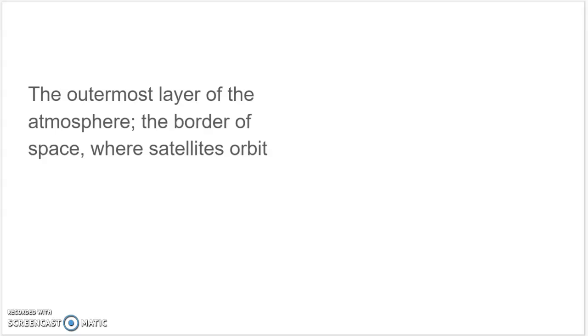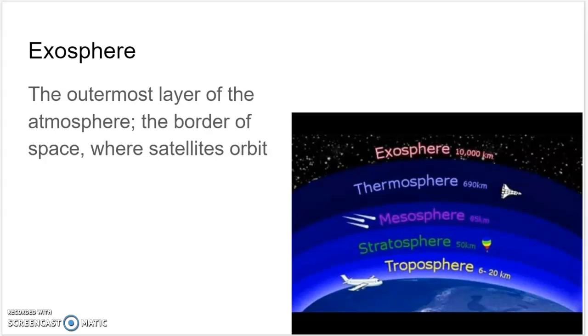What do we call the outermost layer of the atmosphere? It's the edge of space, the border of space. This is where most of our satellites orbit. We call that the exosphere. And so here in this picture you can see that they have stars because that's practically the end of our atmosphere. Some people include the exosphere as part of the atmosphere. Some people say there's only 4 layers. It doesn't matter for us.